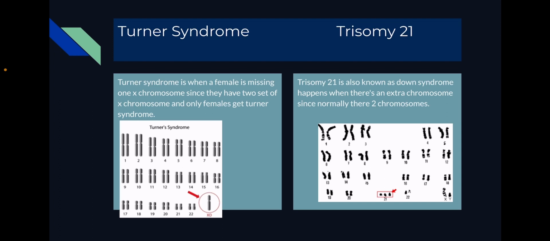Trisomy 21 is also known as Down syndrome. We have seen this a lot. It happens when there's an extra chromosome since normally there are 2. As said before, there's only normally 2 sets of chromosomes. These are examples of how to identify if they have or you have Turner syndrome or Down syndrome.